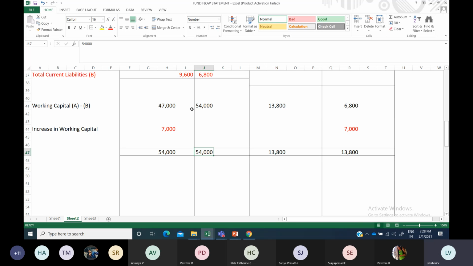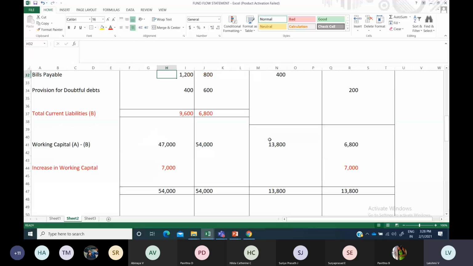And 47, 54, if you see, 54,000 is the greater amount. So in both the columns I can put 54,000, and the remaining balance amount, that 7,000 difference, I will mention here in order to get this 54,000. So this amount is known as what? Increase in working capital. So this amount 7,000 is the increase in working capital.